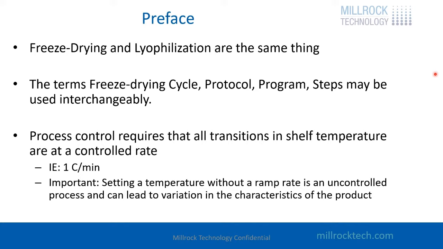It's important to understand that process control, which is what is required for a freeze drying process, needs control in all transitions in shelf temperature, and they have to be done at a controlled rate. I say this up front because a lot of times people say, well, I'm going to be going to minus 40 on my shelf. You can do that, but if you don't have a controlled ramp to do that, sometimes it might take half an hour, sometimes it might take an hour, and that difference can have a large impact on your process.